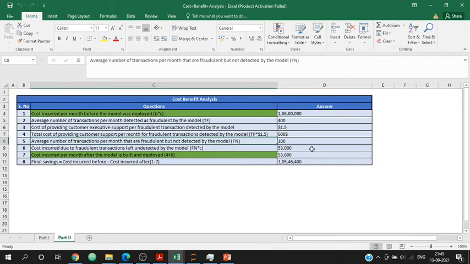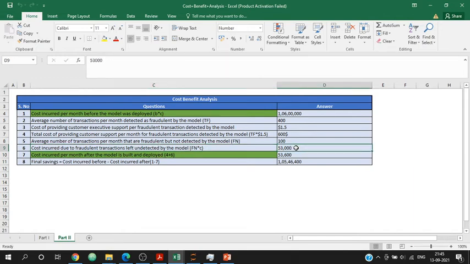This is the average number of transactions that are fraudulent but not detected by the model. They are 100. So this is the cost incurred due to fraud transactions which are not detected. It's approximately $50,000 per month combined.